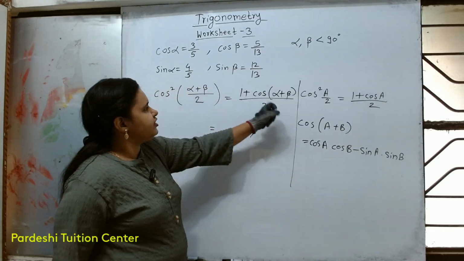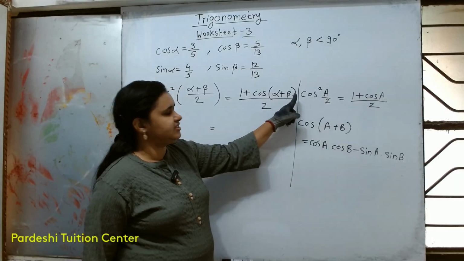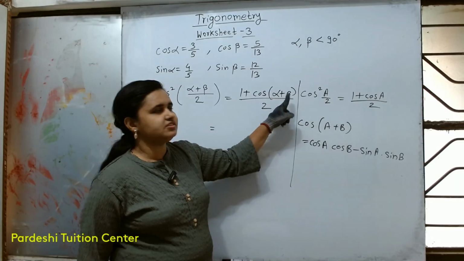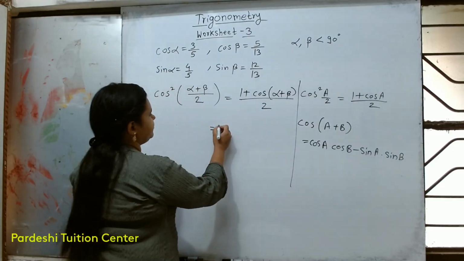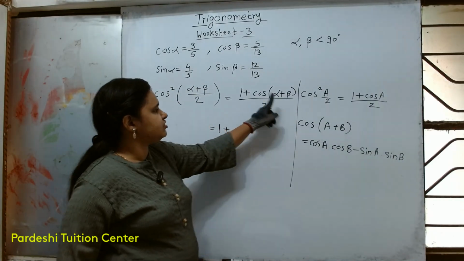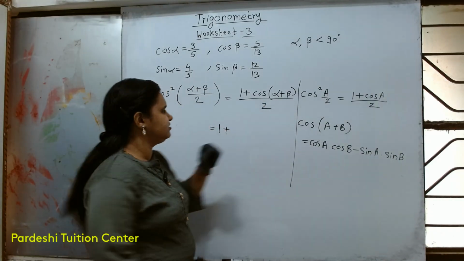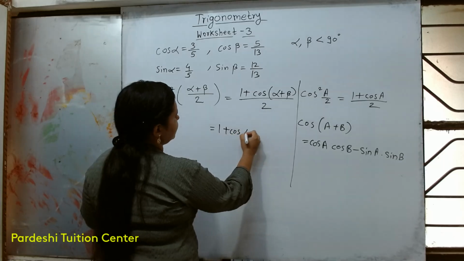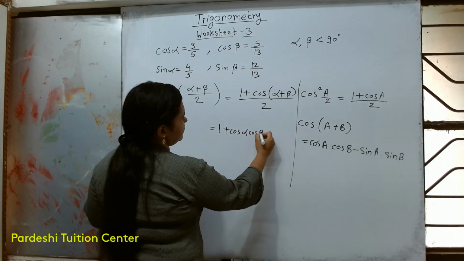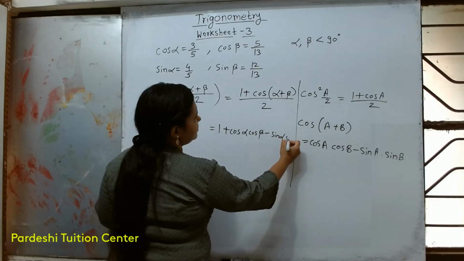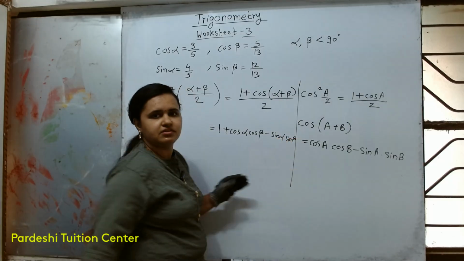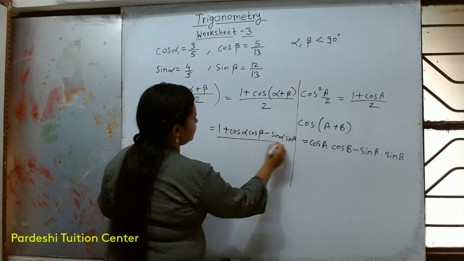So if we consider it as A and this as B, cos of A plus B, we can write it in this form. So it will be 1 plus, now it is cos of A plus B, cos A cos B. So we will write cos alpha cos beta minus sin A sin B, means sin alpha sin beta. Okay. So it will be upon 2.